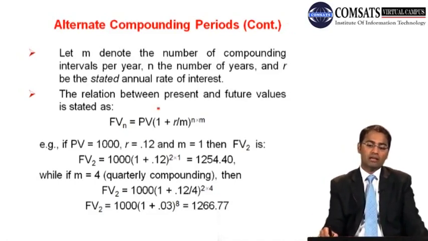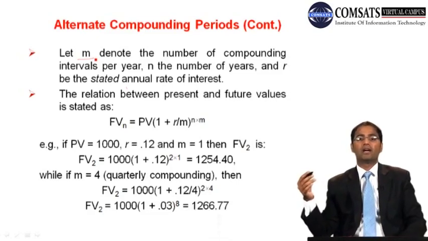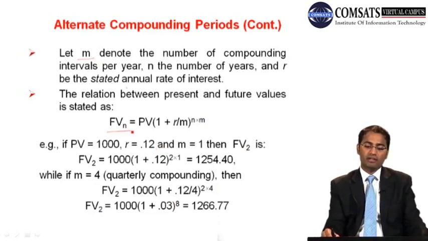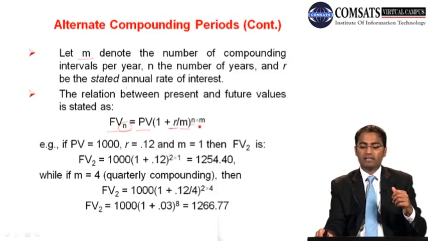So let M denote the number of compounding intervals per year, like 4, 3, 2, 1. So 1 means you are compounding annually, 2 means you are compounding biannually, 4 means quarterly, and 12 means monthly. N is the number of years, and R is the stated annual rate of interest. So the relation between present and future values is stated as Fn, the future value after n years, where PV is the present value, R is the rate, and M is the number of compounding intervals per year, like 4 for quarterly compounding, 2 for biannually, or 12 for monthly. N is again the number of years, and M is the interval.